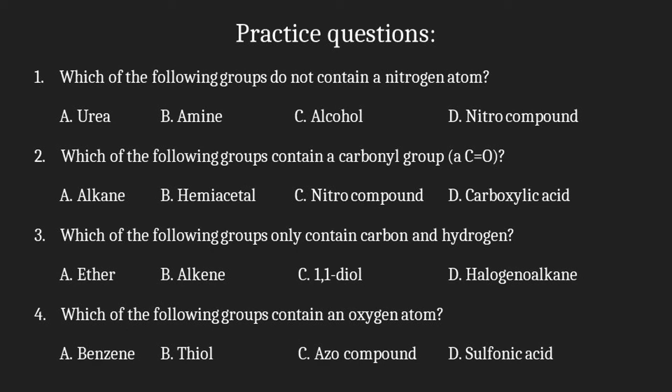Question 3, which of the following groups only contain carbon and hydrogen? An ether, an alkene, a 1,1-diol, and a halogenoalkane? And lastly, question 4, which of the following groups contain an oxygen atom? A benzene, a thiol, an azo compound, or sulfonic acids? At this time, I suggest you pause the video and the answers will be provided for you on the next slide.